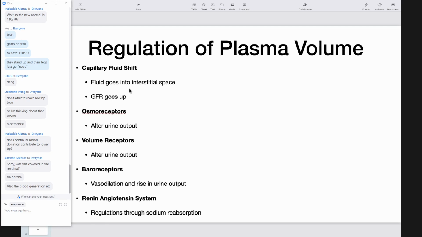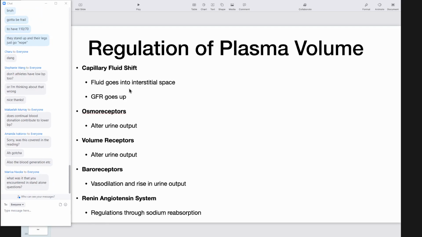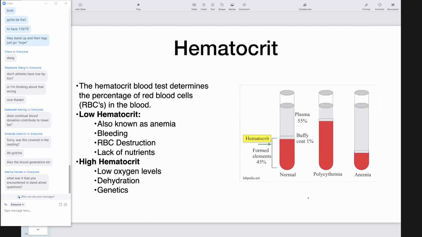So this is a slide where, when we go over the adrenal, GI, and kidney lecture, you come back and think, how would the kidneys really affect blood pressure through plasma volume? This is just a hook to tie it back into that lecture. What was it that I encountered in the standalone questions? Where hemoglobin synthesis starts, and that is in the bone marrow.